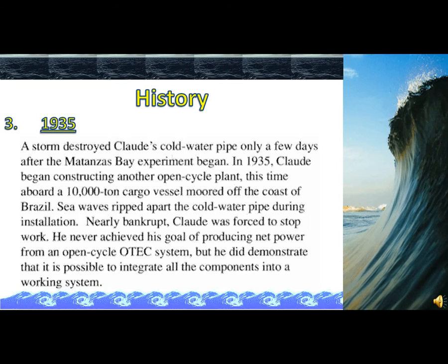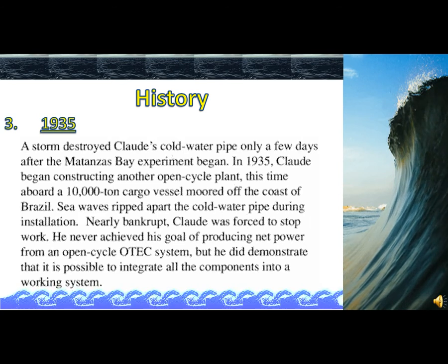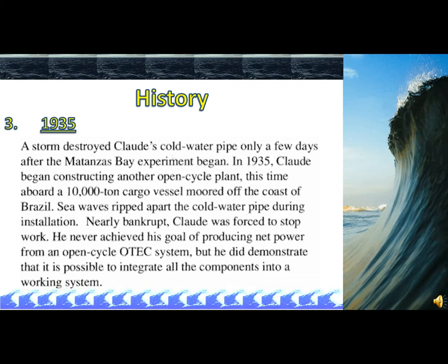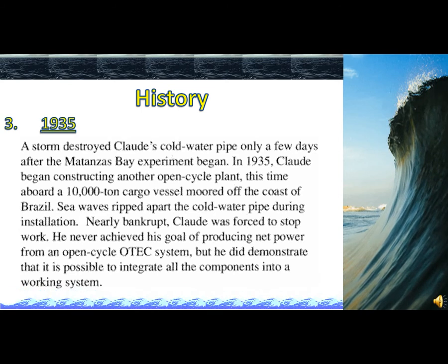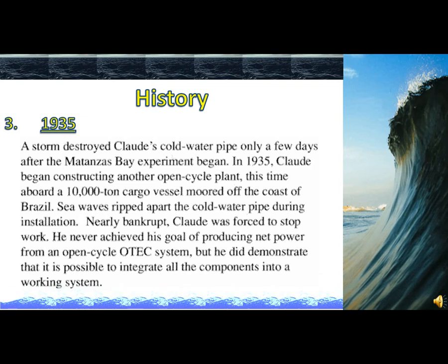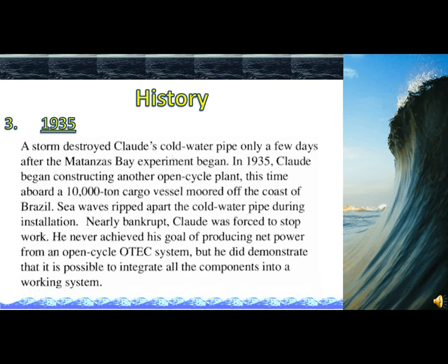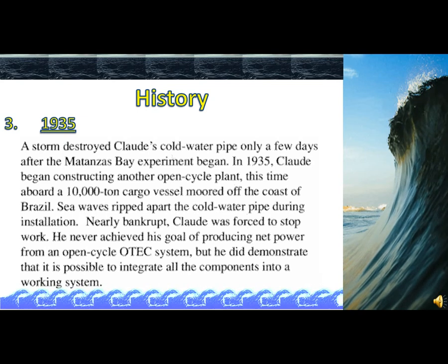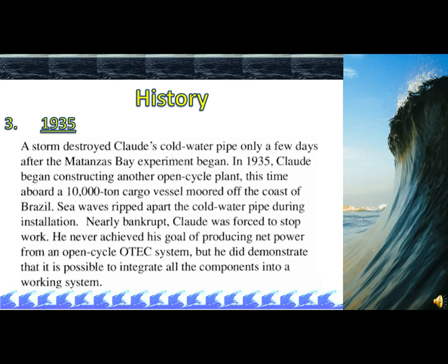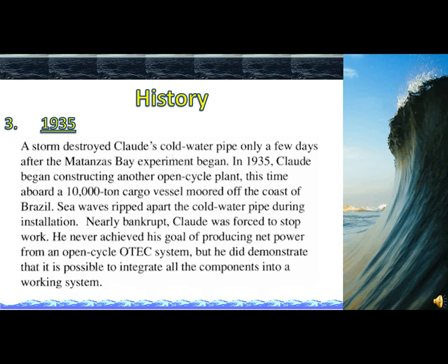In 1935, Claude began constructing another open cycle plant, this time aboard a 10,000-ton cargo vessel moored off the coast of Brazil. Sea waves ripped apart the cold water pipe during installation. Nearly bankrupt, Claude was forced to stop work. He never achieved his goal of producing net power from an open cycle OTEC system. But he did demonstrate that it is possible to integrate all the components into a working system.